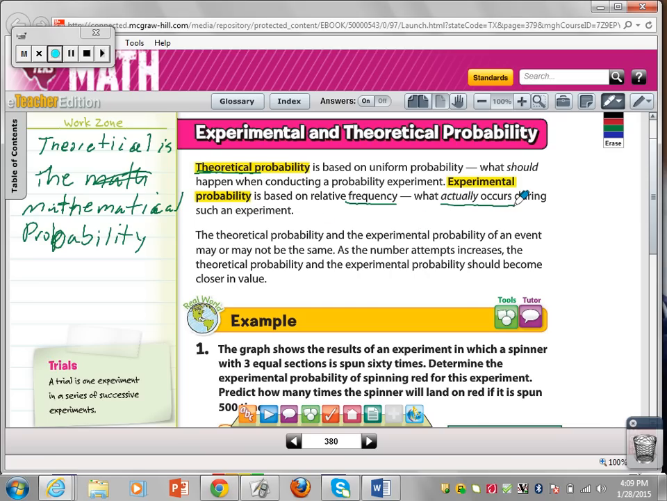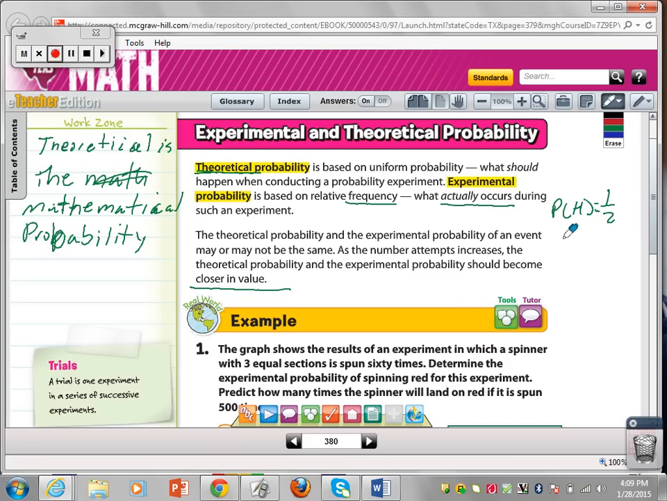So when you actually do the experiment, the theoretical probability and the experimental probability of an event may or may not be the same. As the number of attempts increases, the theoretical probability and the experimental probability should become closer in value. So what this means to you is that if you know that a coin is 50-50, the probability of getting heads is 1 out of 2, right? That means that the more you flip a coin, the closer you're going to get to this.